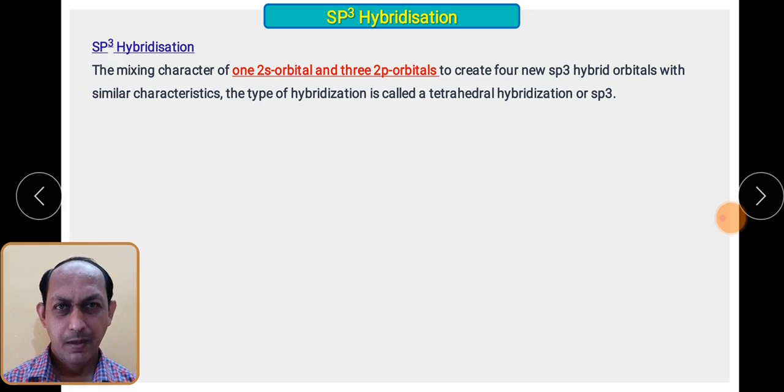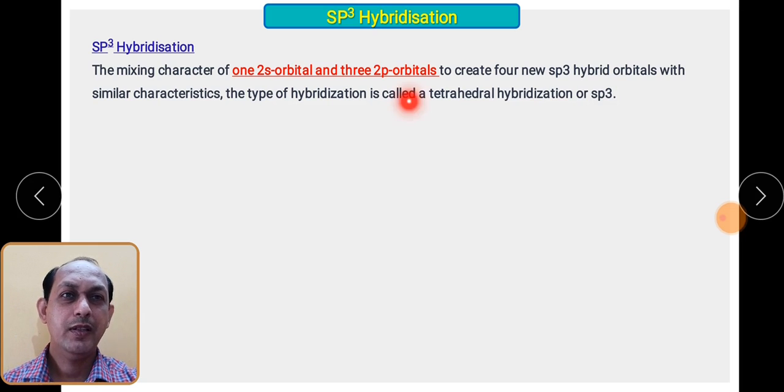Now let us see the first hybridization for the carbon, that is sp3 hybridization. So what is sp3? We have to remember s has 1, p has 3, so 1 s and 3 p orbitals. Remember how you can define the sp3 hybridization: it is a mixing of one s orbital and three 2p orbitals to form four new sp3 hybrid orbitals which have equal energy.